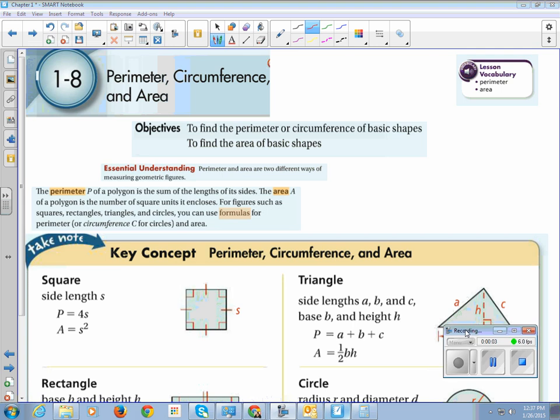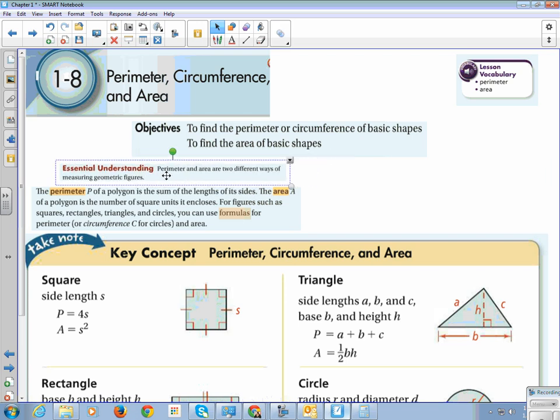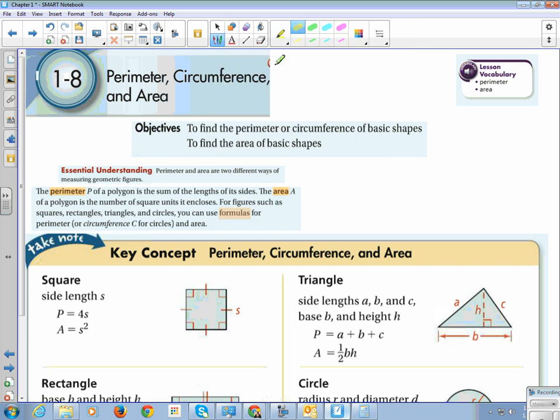All right, this is Geometry, Chapter 1, Section 8, Perimeter, Circumference, and Area. Our learning objectives are to find the perimeter or circumference of basic shapes and to find the area of basic shapes. Perimeter and area are two different ways of measuring geometric figures. The perimeter of a polygon is the sum of the lengths of its sides. The area, A, of a polygon is the number of square units it encloses.